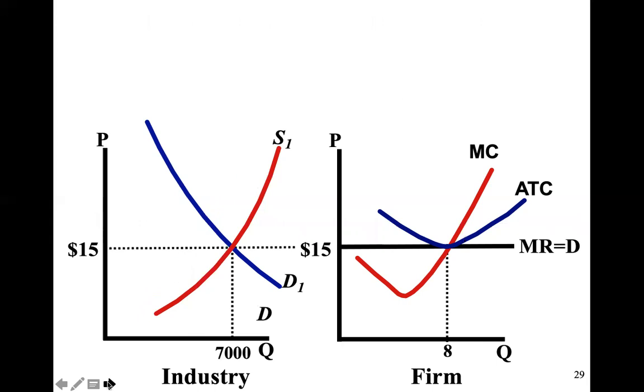Because this is a constant cost industry, the price is right back where it started. Our cost curve as a firm did not move. And the price in the market is obviously right where it started as well. The only thing that changed is the quantity in the market. The quantity for this firm is the same. However, the quantity in the market has increased.